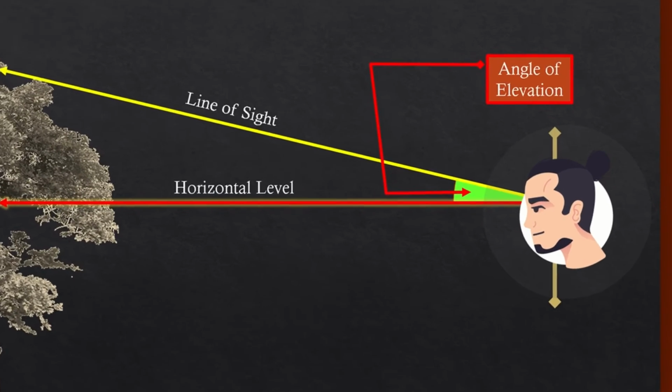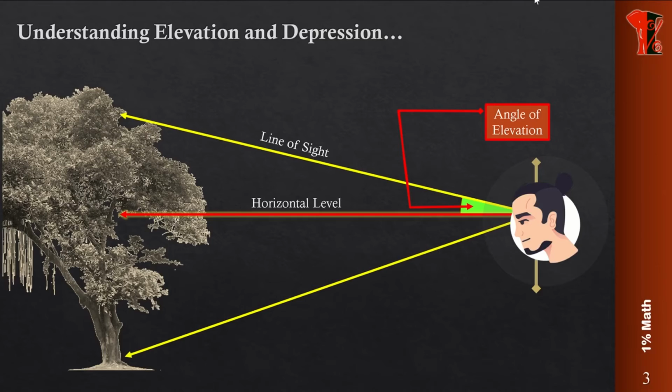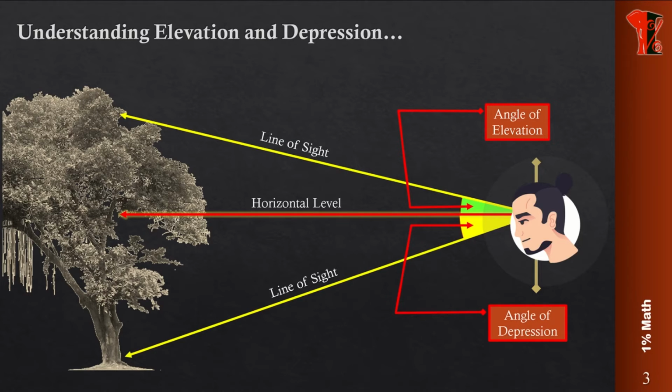Imagine he tilts his head down. The angle formed between the line of sight and the horizontal line is going to be the angle of depression. So remember one thing: when you raise your head, it is the angle of elevation, and when you tilt your head down, it is the angle of depression. This plays a very important role when we start solving problems. Before that, let us understand it with a different situation.